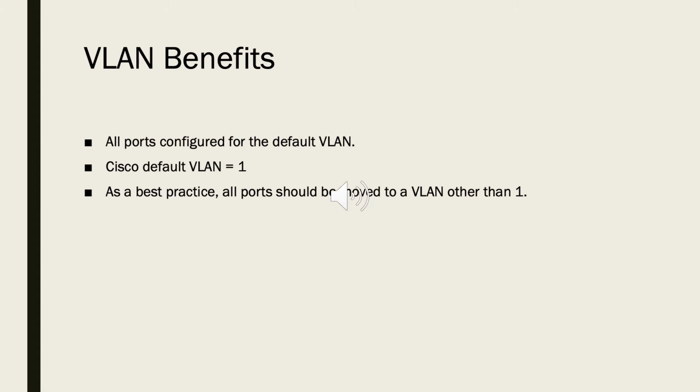Managed switches, or those that allow VLAN configuration, generally default to having all ports configured for the default VLAN. In Cisco kit, this will be VLAN 1. As a best practice, all ports should be moved to a VLAN other than one for security reasons. For example, being the default VLAN, an administrator can't delete VLAN 1.